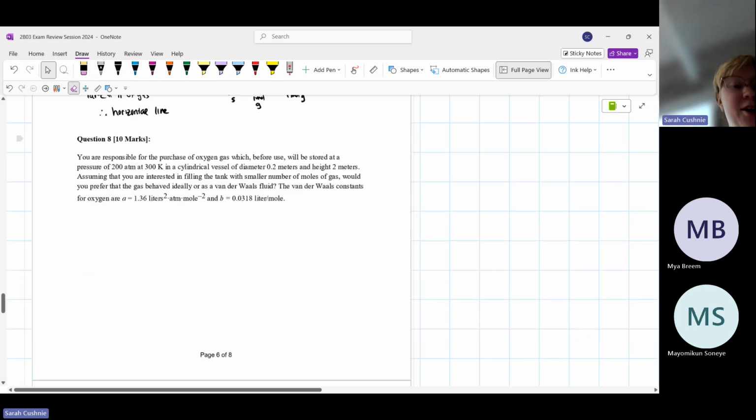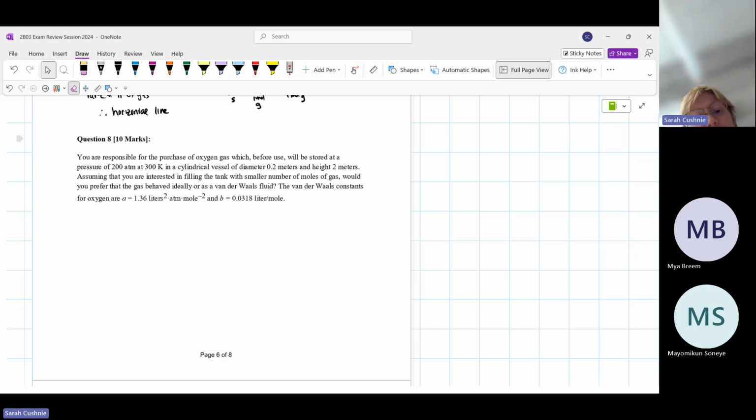Guys, we're almost done. Okay, question 8. We need to purchase an oxygen tank, which will be stored at a pressure and a temperature and a diameter and a height, and we're filling it up. We don't want to fill it up with too much gas because that's pricey, because we're a little cheap. So we're asking if we prefer the gas behaves ideally or as a van der Waals fluid.